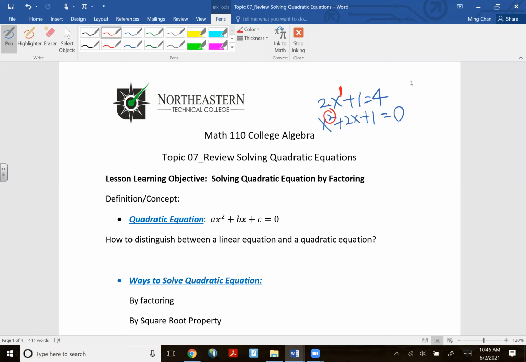Later in the semester, we talk about how to solve equations that have an exponent higher than 2. That is actually about a third of what this course is about: solving equations that have exponents higher than 2. All right, so remember, a linear equation's highest exponent is 1, and a quadratic equation's highest exponent is 2. So how do you distinguish between linear and quadratic equations?